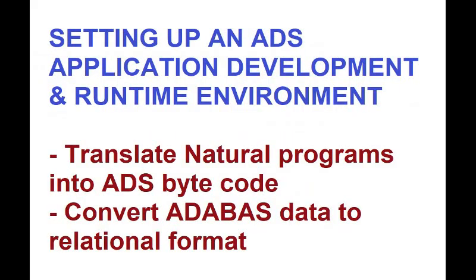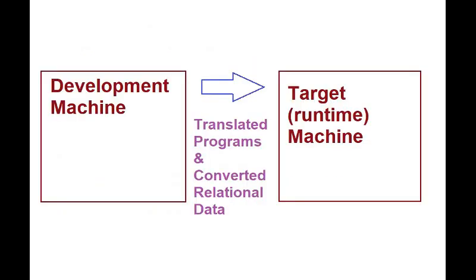Setting up an ADS application development and runtime environment involves translating natural programs into ADS bytecode and converting ADABAS data to relational format. The translated programs and relational data are then moved to the target machine where the new application runs with the relational data.